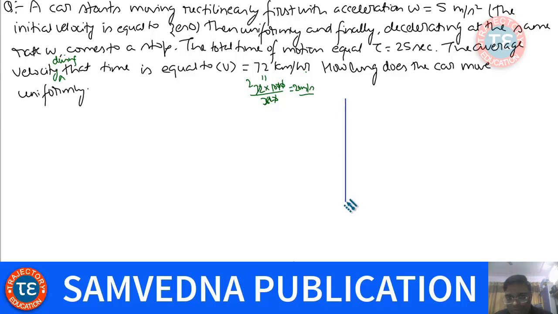So let me show you this whole thing in a graph, what the question says. Suppose this is a velocity versus time graph. It accelerates with w, and then moves with uniform velocity, and then it decelerates like this, right?